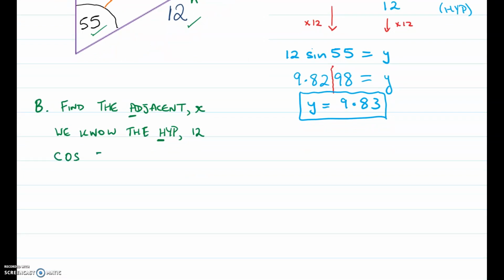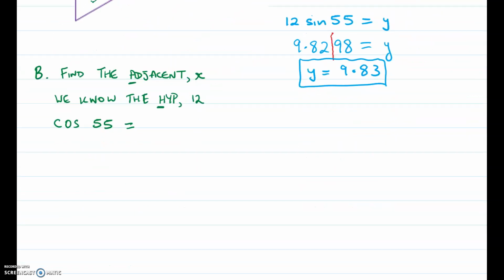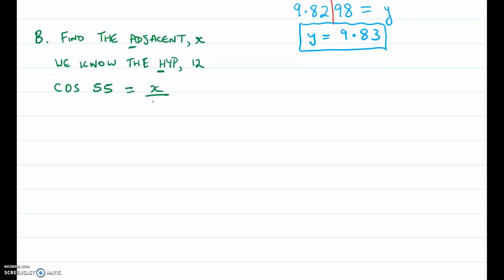And the angle is 55. Now cosine of 55 is equal to, cosine is adjacent over hypotenuse, so x over 12. Just the same as before, multiply both sides by 12, because we have an equation with a fraction in it. Multiply both sides by the bottom. That gives us 12 cosine 55 is equal to x.